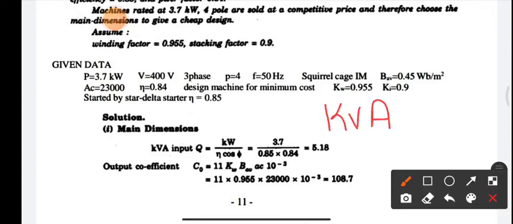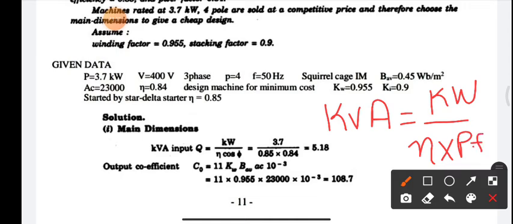So our step number 1 was to calculate output in kVA, right? So kVA was given by kilowatt upon efficiency into power factor, right? Now here kilowatt is given 3.7, efficiency is given 0.84 and power factor is 0.85. So we can have the value of kVA. So our step 1 is accomplished.